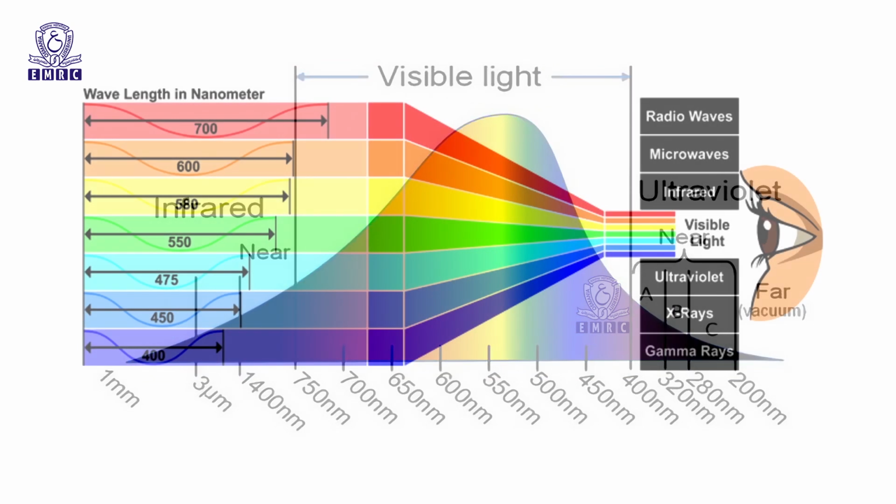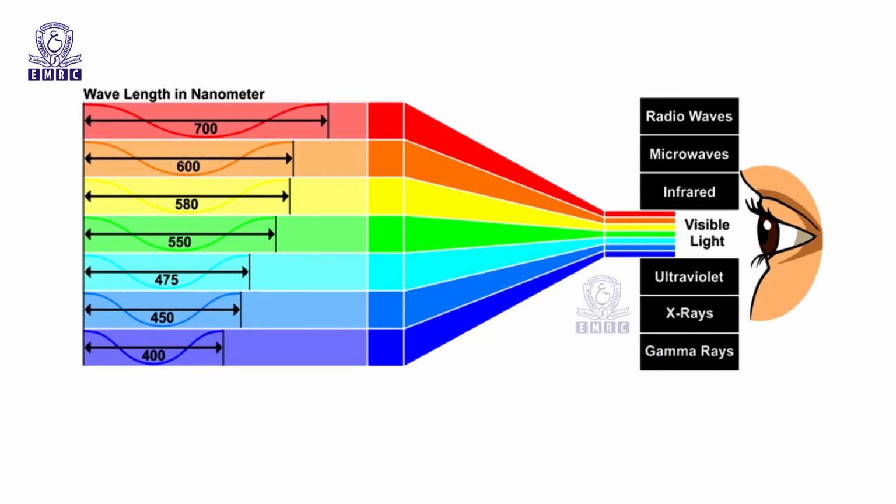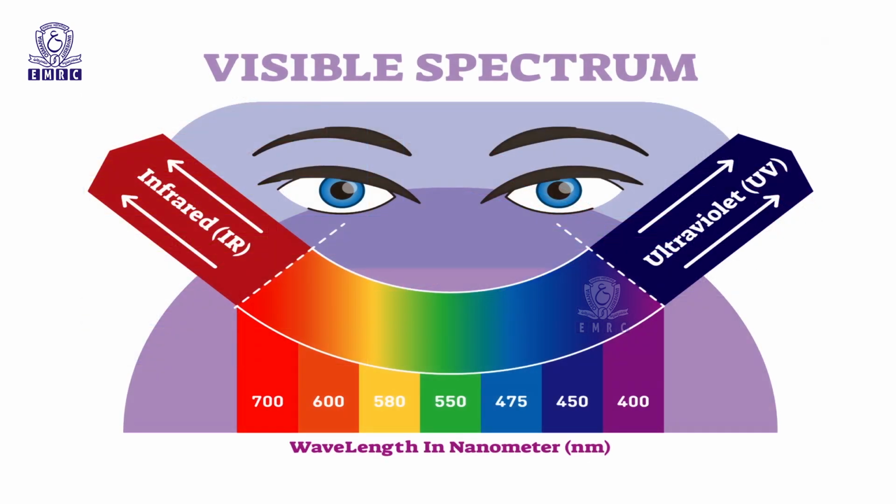The visible wavelength covers a range from approximately 0.4 to 0.7 μm. The longest visible wavelength is red, and the shortest is violet.